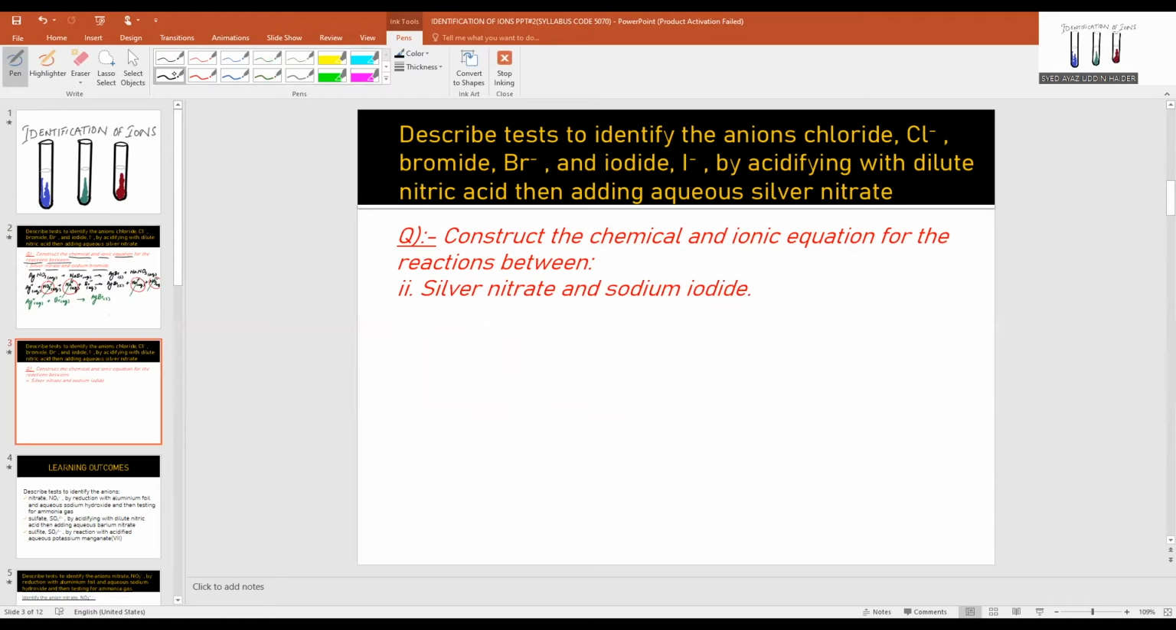Now I will write the chemical equation and then the ionic equation for this reaction. This is a reaction between silver nitrate and sodium iodide. AgNO3 should be aqueous. Sodium iodide NaI aqueous. AgI solid plus sodium nitrate.